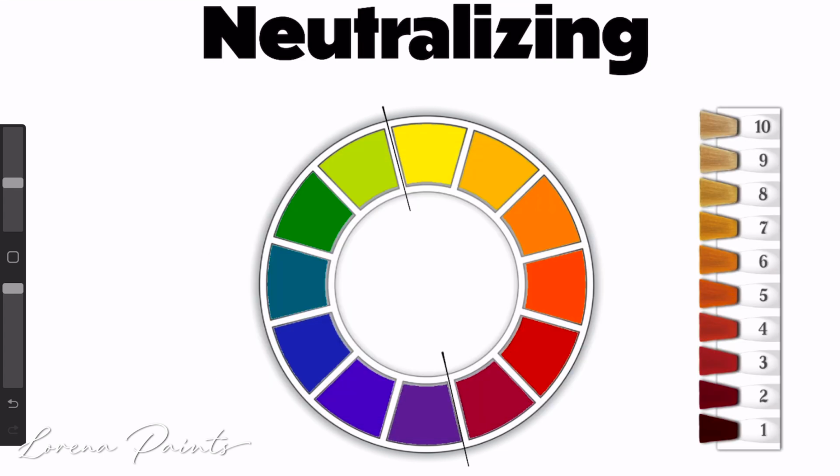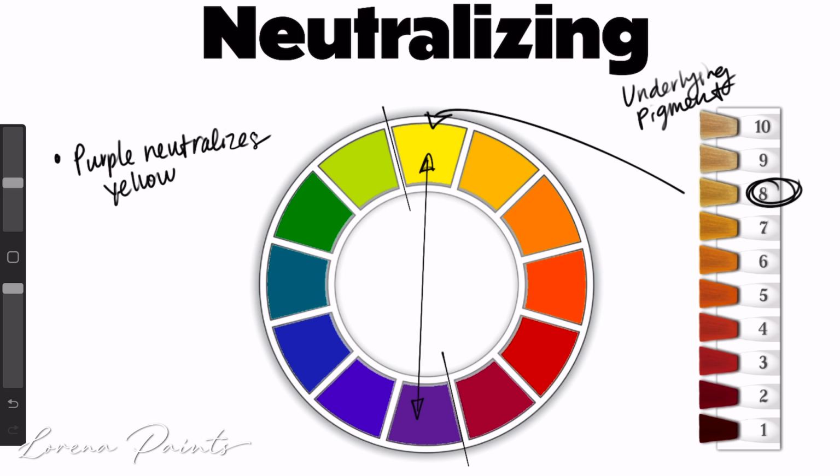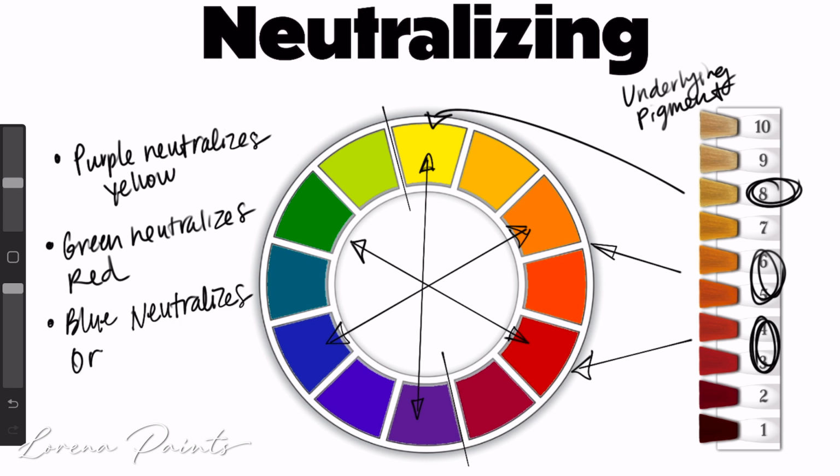Let's take an underlying pigment of level 8. It's going to be in the yellow spectrum. So what color is opposite of yellow? That will be purple. Purple will neutralize yellow. If your client's underlying pigment is at a level 3 or 4, it's going to be more in the red spectrum. What's the opposite of red? It's green. Green neutralizes red. Levels 5 and 6 are in the orange spectrum. And if we go directly across orange, you see that the color is blue.